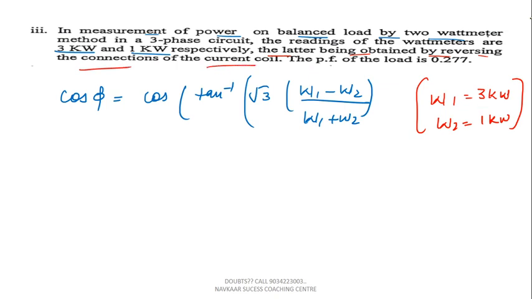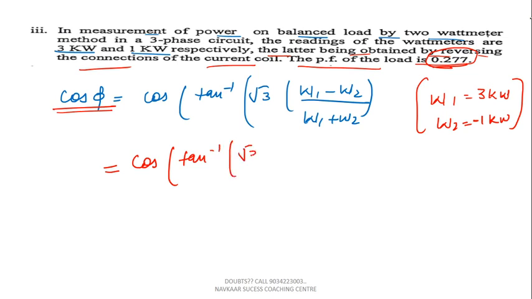Then they said the latter being obtained by reversing the connection of the current coil. So they have reversed the connection, so we will take minus 1 kilowatt. Instead of positive, we need to change the sign of one wattmeter. Then they said the power factor of the load is this one. Let's calculate what would be the power factor. As you know, the power factor formula is this one. We just need to put down the values. Cos of tan inverse root 3, W1 is how much? 3.